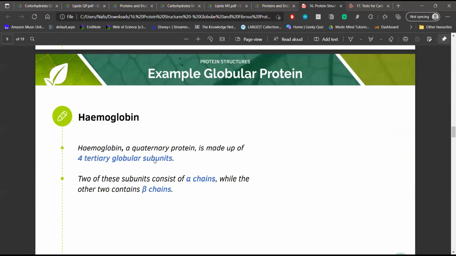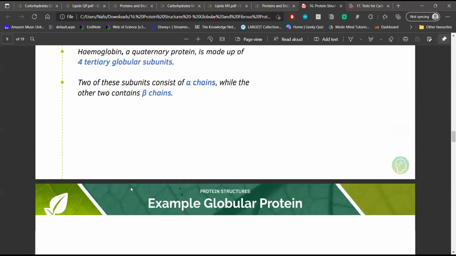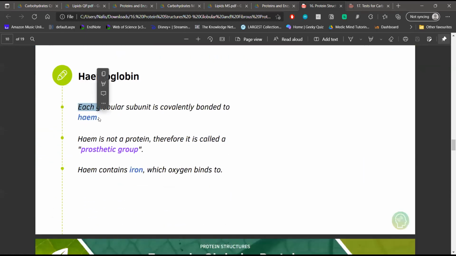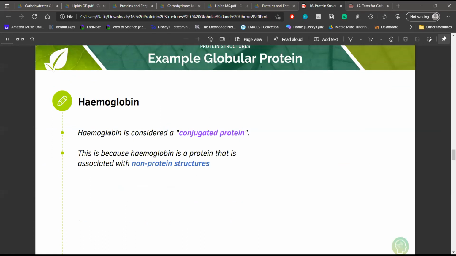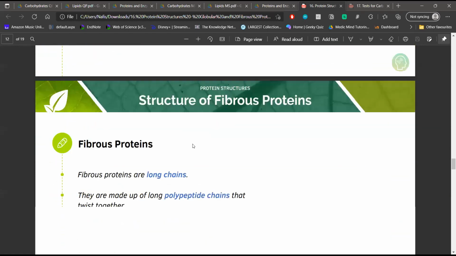More going into the examples. Hemoglobin is a quaternary protein, 4 tertiary globular subunits, 2 alpha, 2 beta chains. And then they are bonded to a heme group. Heme is not a protein, therefore it's called a prosthetic group, which we'll talk about more when we do a lesson on enzymes. And heme contains the iron ion. Hemoglobin is considered a conjugated protein because the protein is conjugated with a non-protein structure.